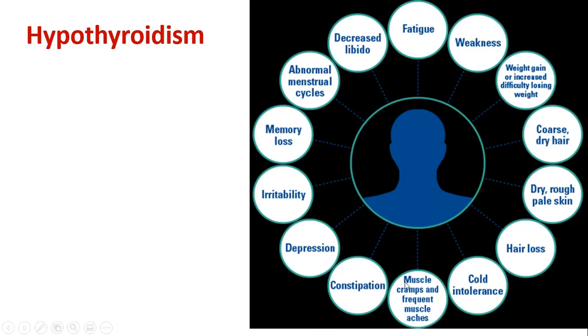Here they have more muscle cramps and frequent muscle aches. Constipation, in contrast to diarrhea in thyroid excess. Depression here, while they have anxiety in hyperthyroidism. Irritability is very frequent, memory loss, abnormal menstrual cycles very common in hypothyroidism. Less common, it can happen in hyperthyroid, but more common in hypothyroidism. Decreased libido, fatigue and weakness are all because of low metabolic activity. Weight gain or increased difficulty in losing weight is one of the important reasons to check thyroid hormones.